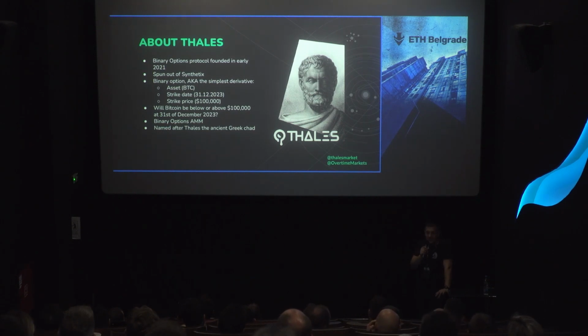And what we did at Thales, we built an automated market maker for binary options, and we named it after Thales, the ancient Greek Chad, who was the first person who did options back in the days. He was watching the stars. He anticipated olives will have a great yield, so he bought options on olives having a good yield, and he became rich of Greek drachmas in the ancient times.